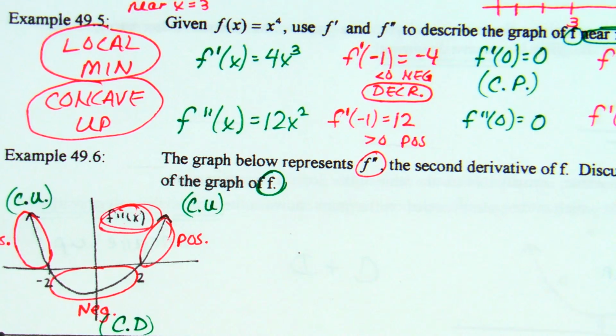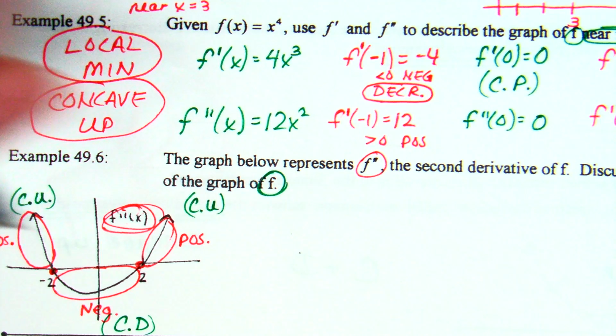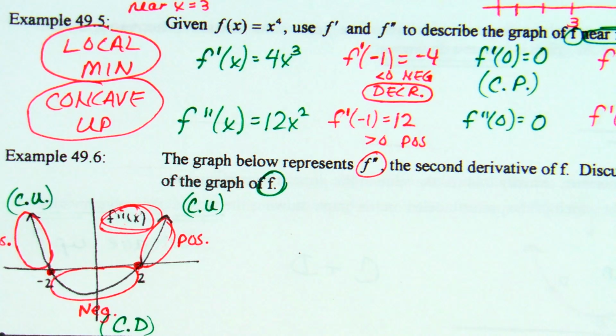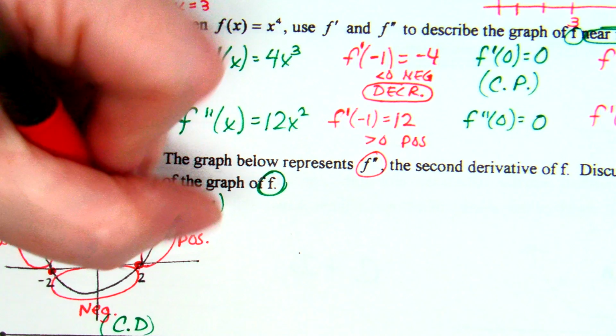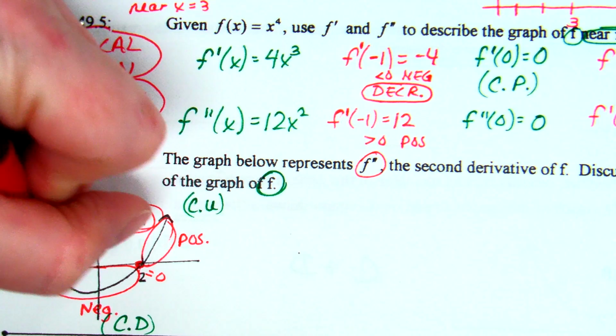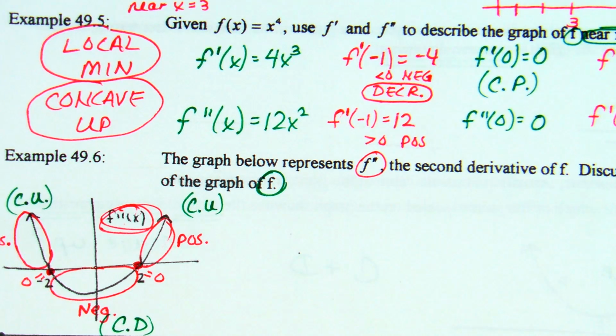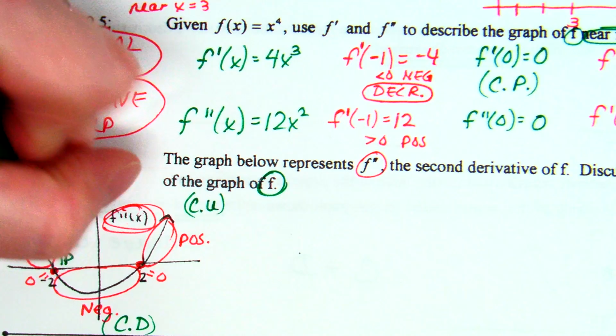What's happening at -2 and +2? They're inflection points because what are the y values at those points? 0, right? These y values equal 0. And they are between concave up and concave down sections, so that means they are IPs.